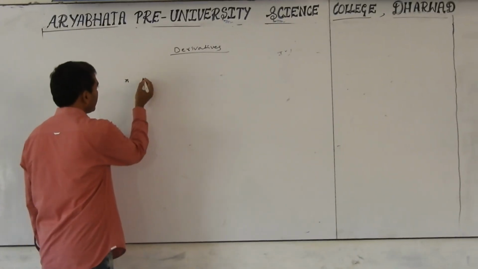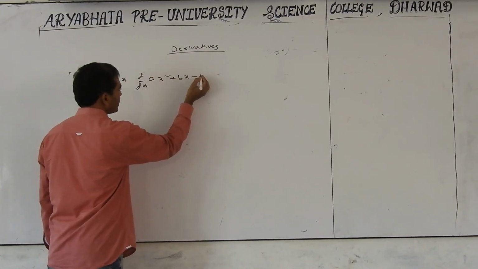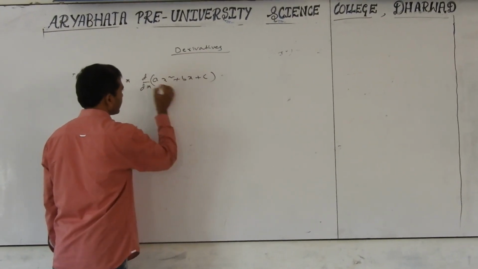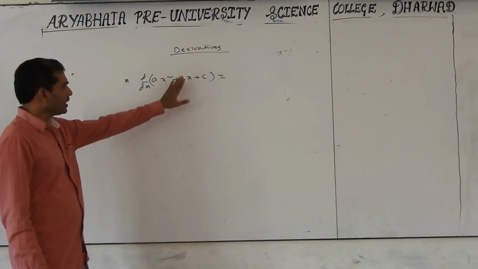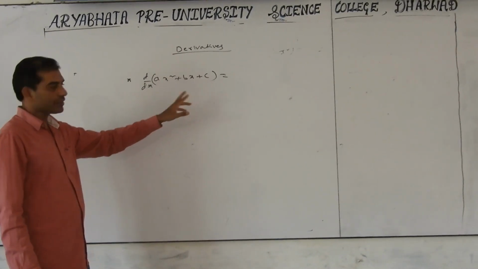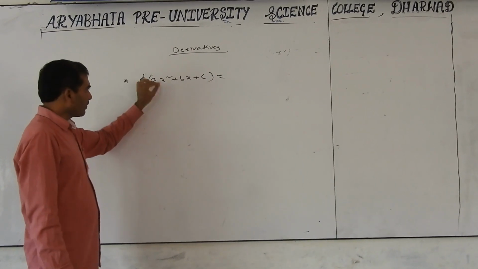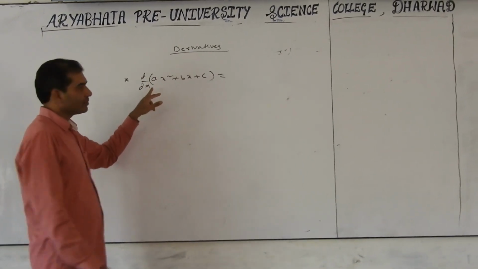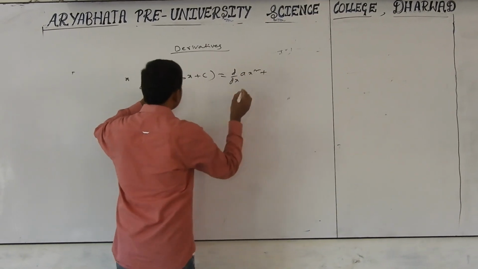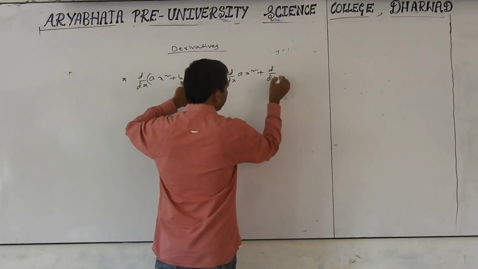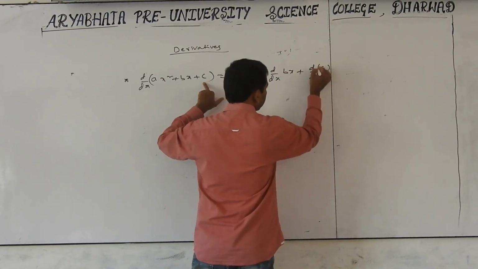Next problem, d by dx of ax square plus bx plus c. Now there are u, v, w, more than one function there. Now how to handle the plus? So you have to spread out each and every function and apply differentiation. D by dx of ax square plus d by dx of bx plus d by dx of c.